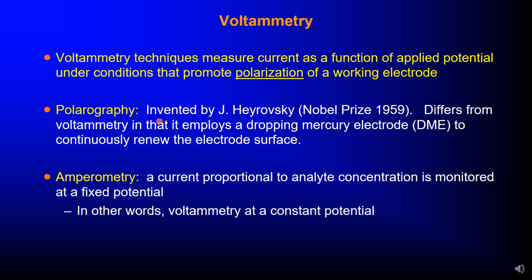Then we have amperometry. Amperometry is one of the voltammetric techniques in which a constant potential is applied to the working electrode and the current is measured as a function of time. The current is proportional to analyte concentration. So, in other words, it is voltammetry at a constant potential.